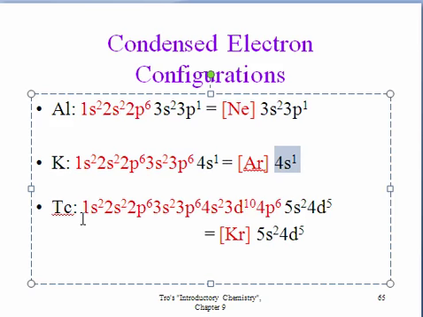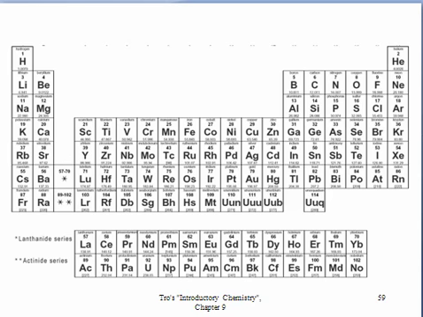Now let's look at technetium. Here's technetium, 43. We look at the previous noble gas, one period up and all the way to the right, that's krypton. Krypton is going to take care of the first 36 electrons. Where do the rest of them go? Well, after krypton, we're in our fifth energy level. And here's technetium over here.